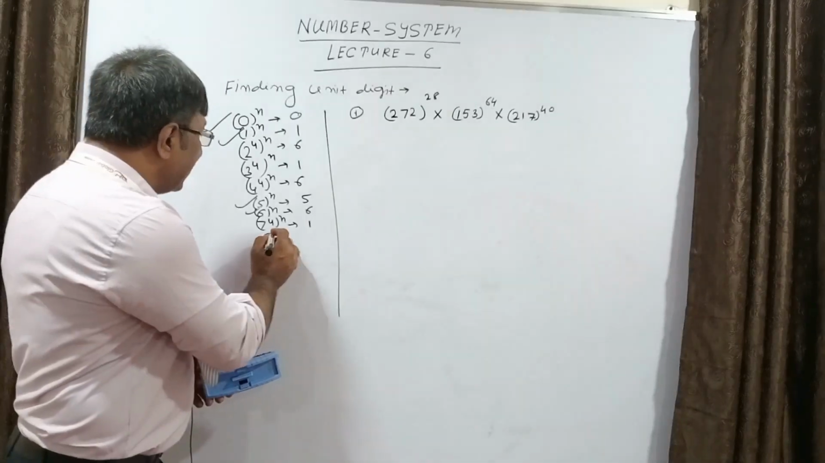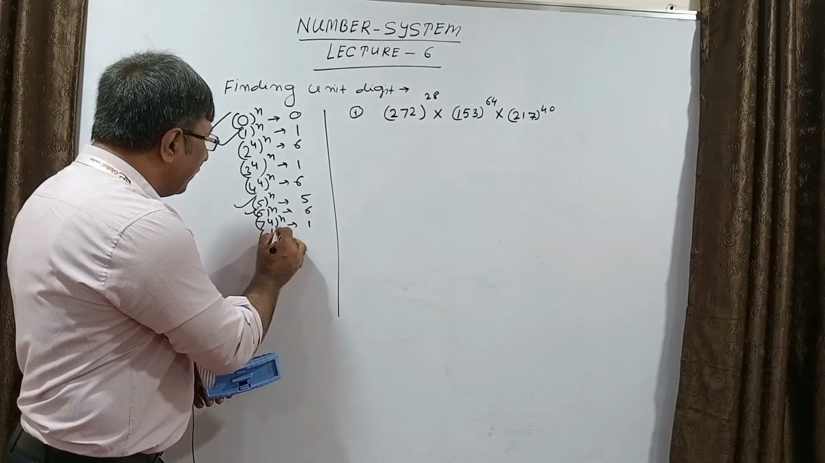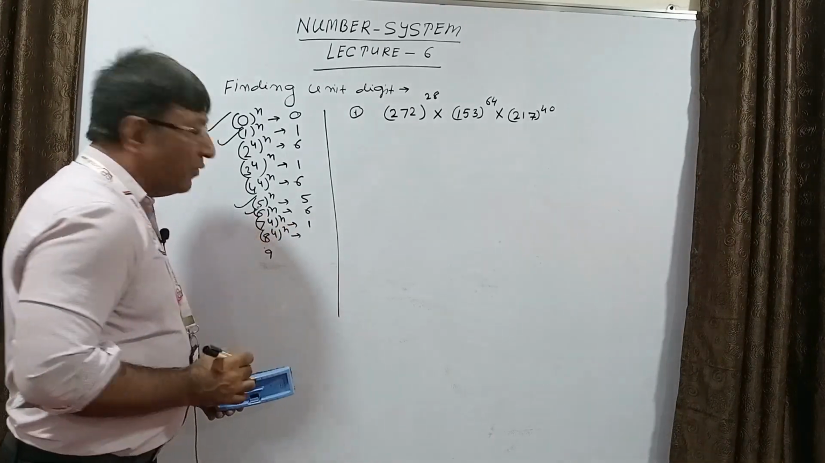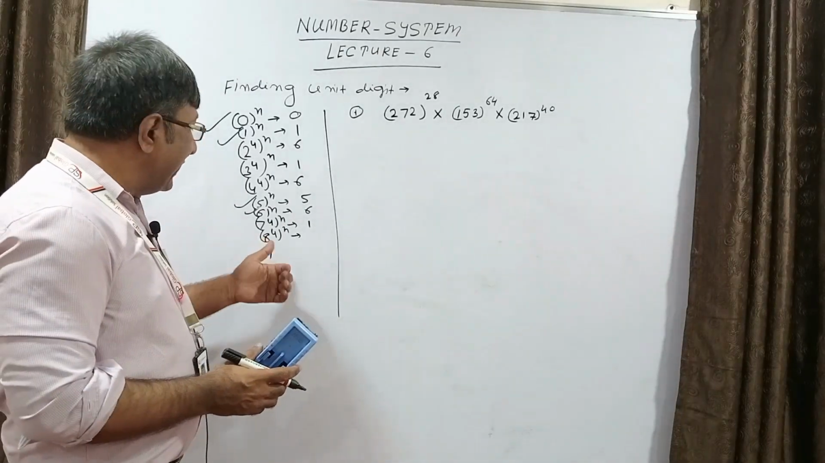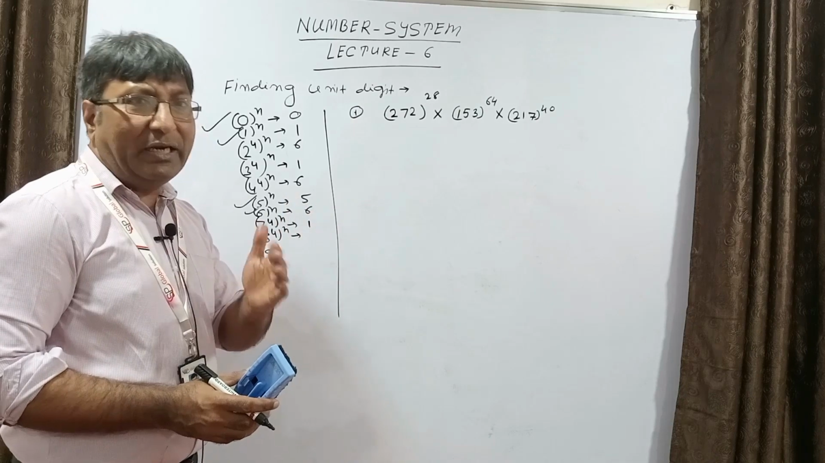In the same way, this is 8 to the power 4. And now again power n. So here 8 to the power 4, if we write it, is 8 times 8 times 8, 4 times.